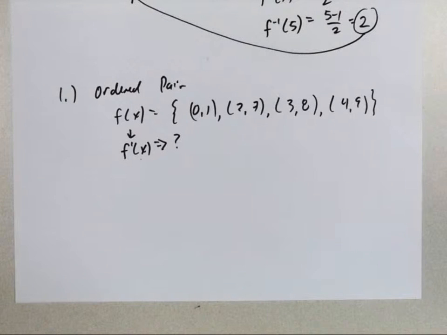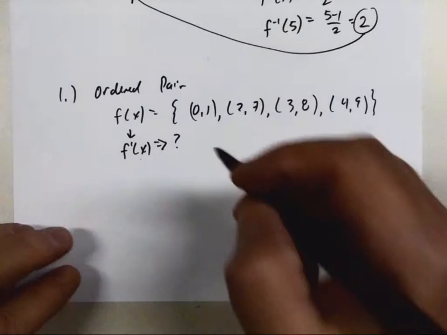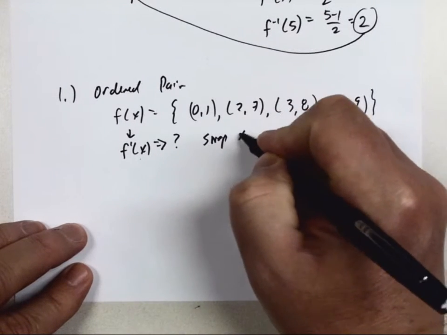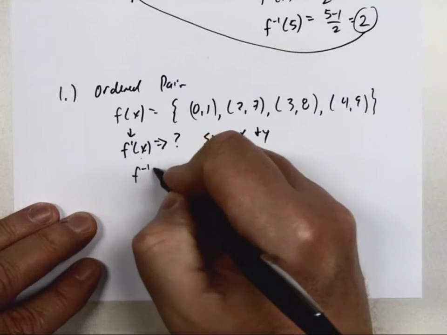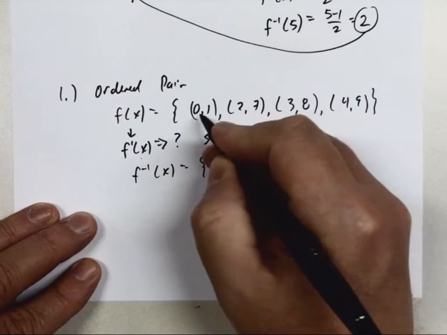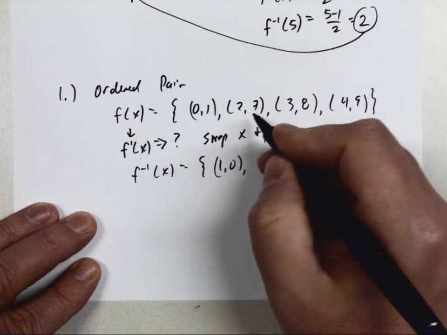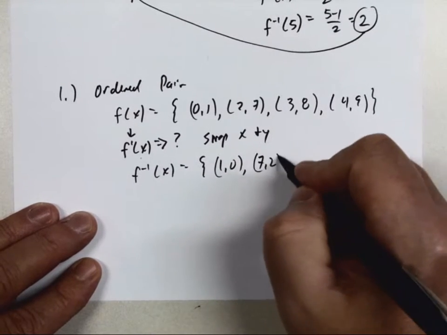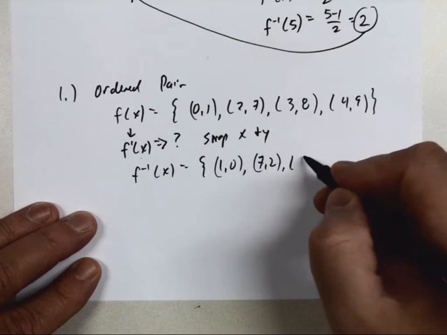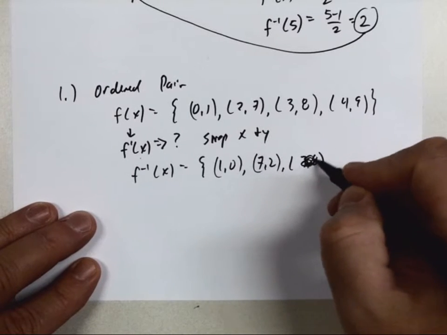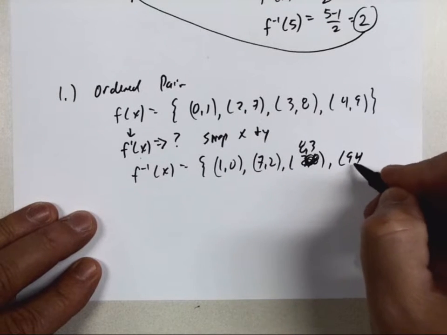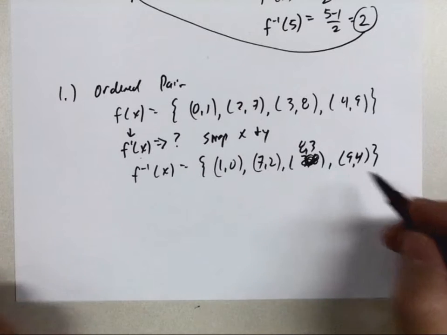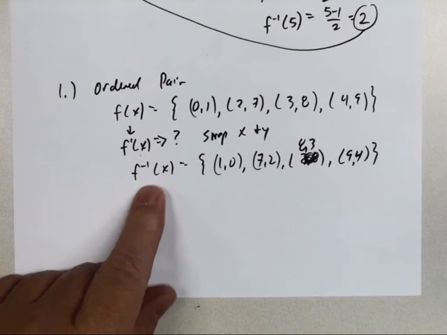If you're given a function of ordered pairs, how do you turn that into an inverse function? Very easy. You swap x and y. So (0, 1) becomes (1, 0). (2, 7) becomes (7, 2). (3, 8) becomes (8, 3). (4, 9) becomes (9, 4). There's the inverse function.